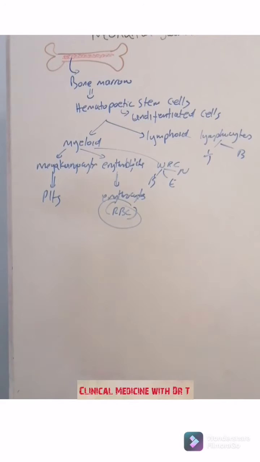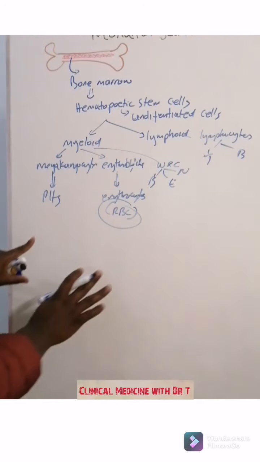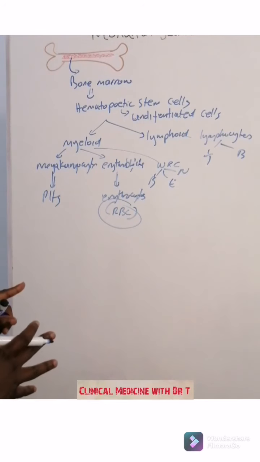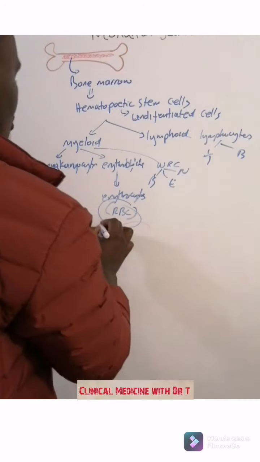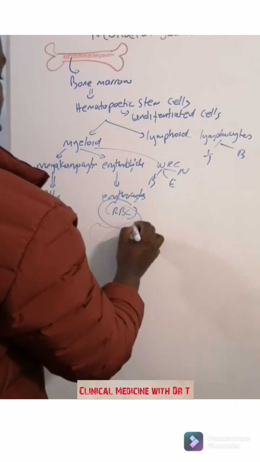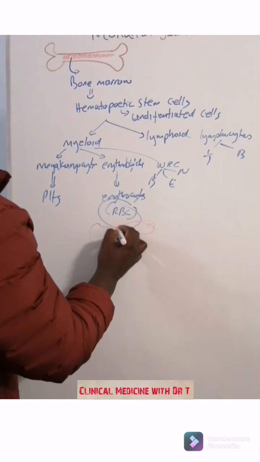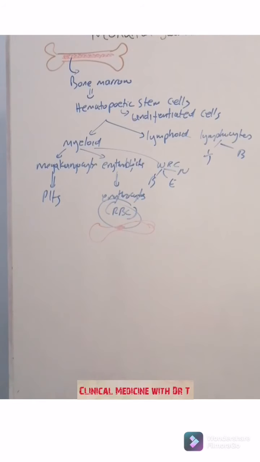Now, you have this cell that has gone through all of that, and now it's been produced and released into the blood circulation. It's going to stay for 120 days. That's our red cell, which has got hemoglobin at the center, right?